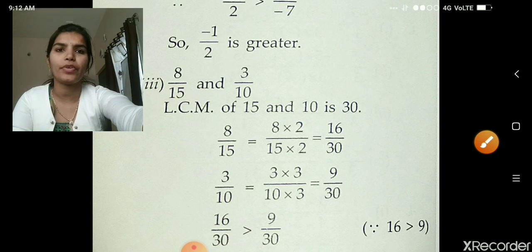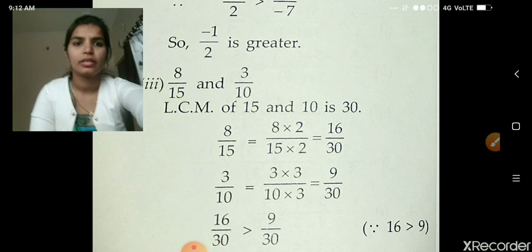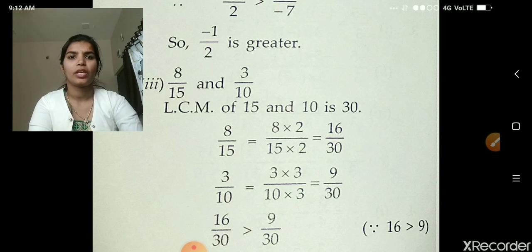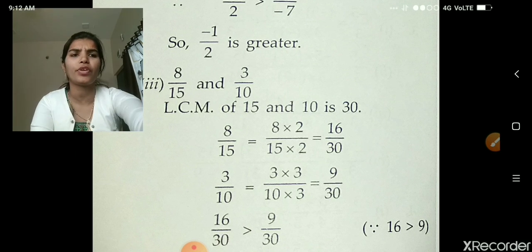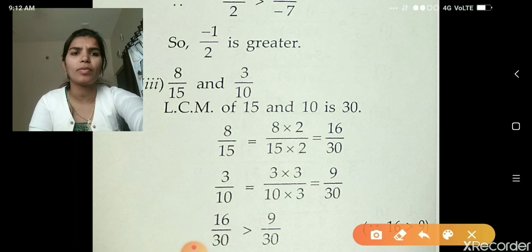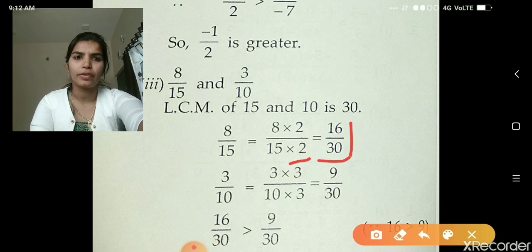The next example is 8 upon 15 and 3 upon 10. The LCM of 15 and 10 is 30. So we have to make the denominator of both rational numbers 30. Our first rational number is 8 upon 15. We have to make the denominator 30, so we multiply the numerator and denominator by 2. So our rational number is 16 upon 30.